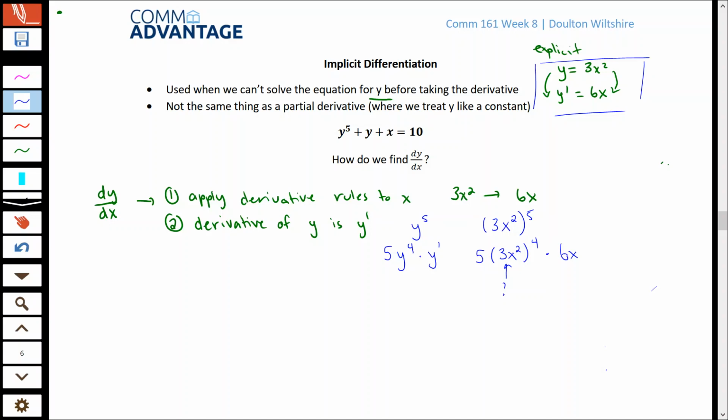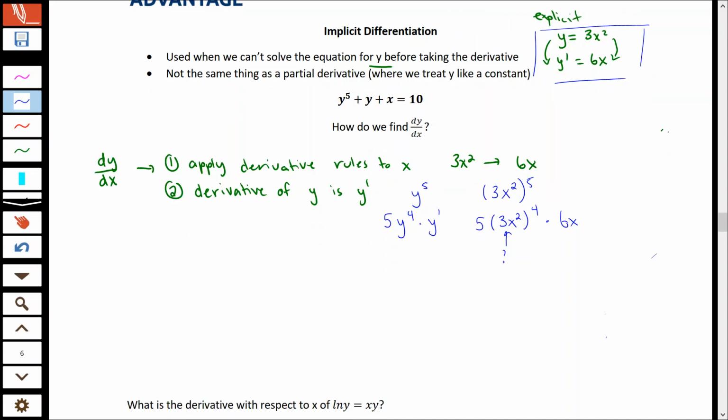So if I have the function from above, y to the 5 plus y plus x equals 10, and I take the derivative, that y to the 5 is going to become 5y to the 4 times y prime. And again, this is really just me using chain rule where I don't know what the inside equals. So I'm saying, hey, the derivative of the inside is just y prime. Plus y, so the derivative of y is just y prime. Plus x, the derivative of x is 1, and the derivative of 10 is 0.